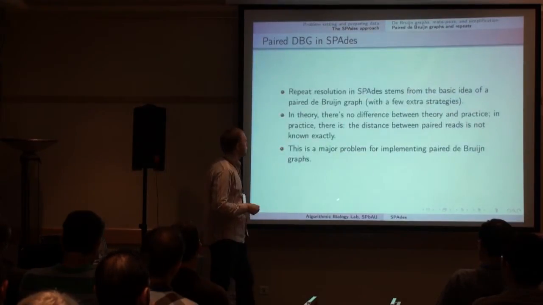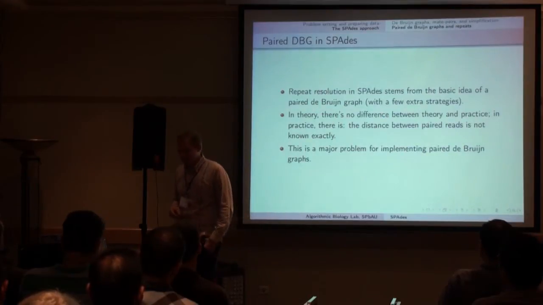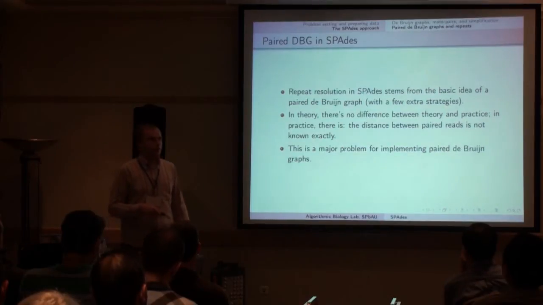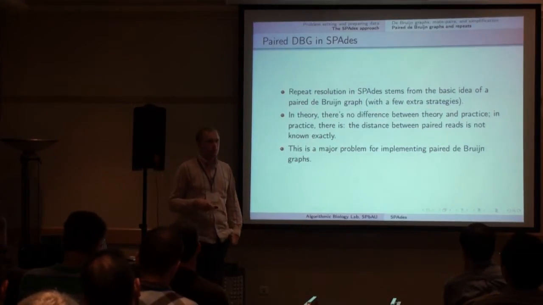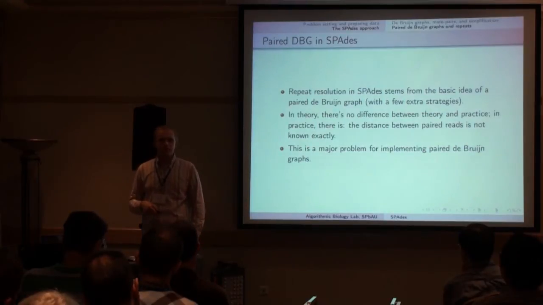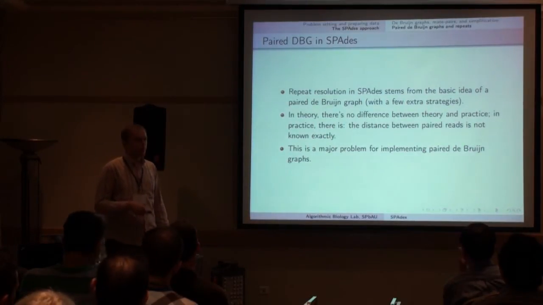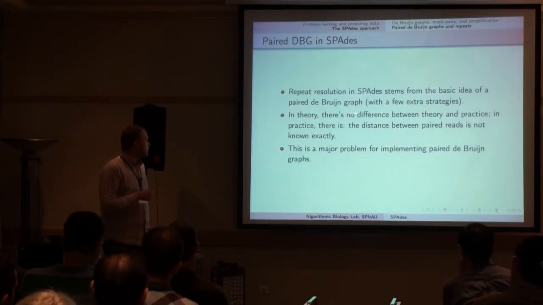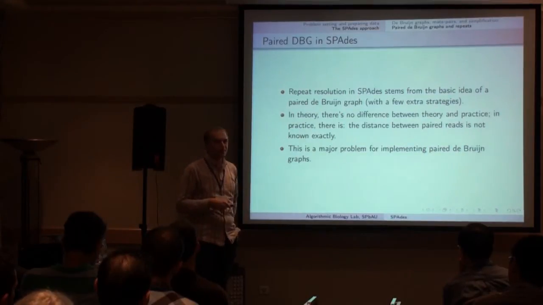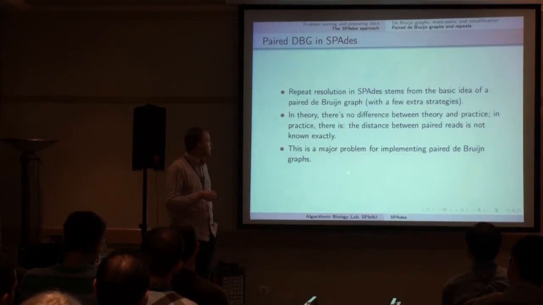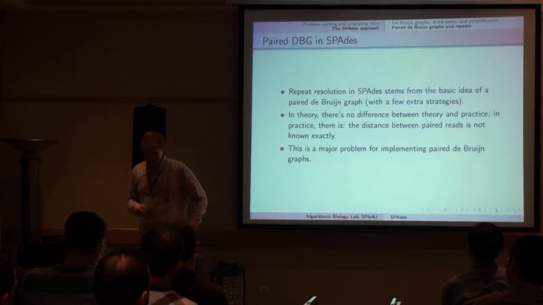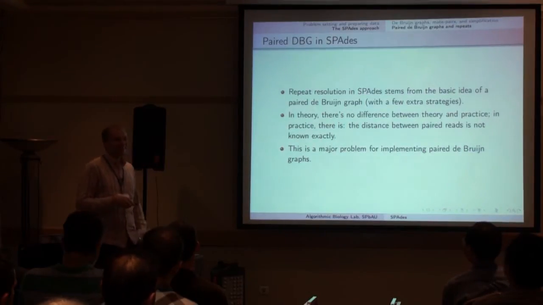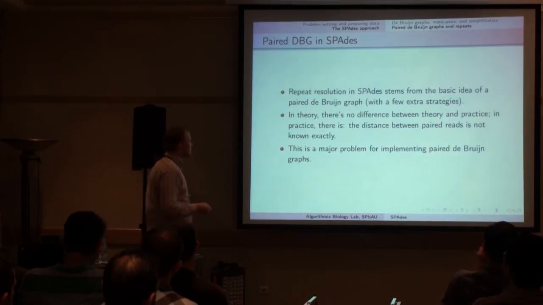Right. Of course, in theory, we would construct the paired de Bruijn graph, and we would find a path there, and basically, you can safely assume that if everything is perfect, then the paired de Bruijn graph incorporates all information that you have from the paired reads, and it is a very nice construction. But of course, in theory, there is no difference between theory and practice, but in practice there is. And again, this is a major problem for implementing paired de Bruijn graphs, and it is a major problem in many aspects of genome assembly.